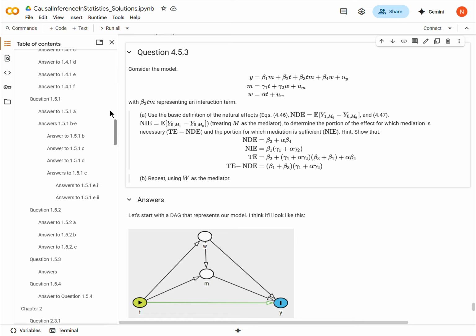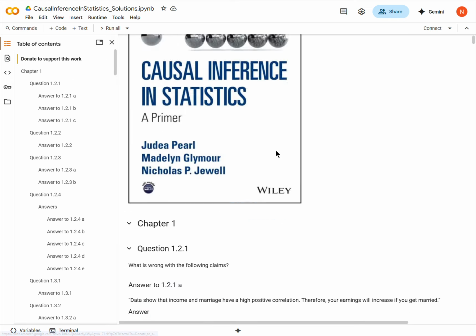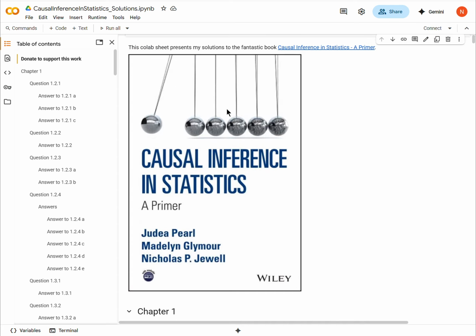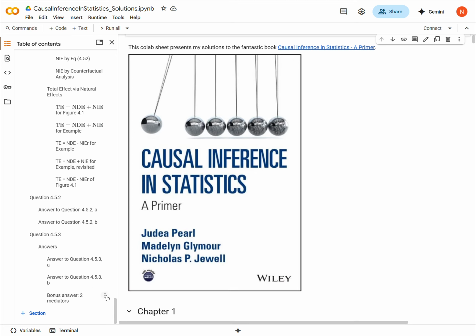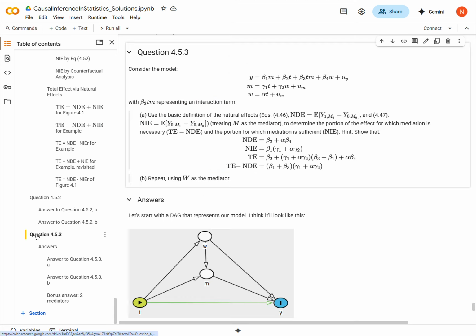So this is Causal Inference in Statistics, that book right there. And we're on the second to last question of the entire book. We're in chapter 4, and we're on question 4.53. And again, all of chapter 4 is dealing with counterfactuals and different things you can do with counterfactuals.